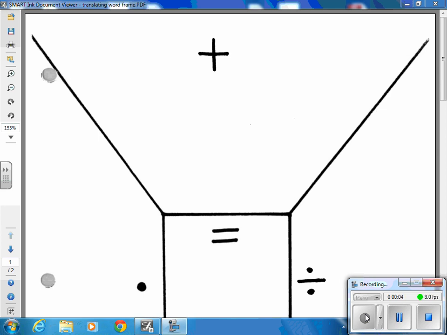Right, these notes are going to talk to you about some words that you can use to translate into mathematical symbols. Just like in a foreign language, when you translate from one language to another, math is its own language, and we can translate from words into numbers and symbols and the reverse. All right, so the word frame that you're looking at is going to give you some words in each section that mean to put a plus sign, a subtraction sign, a multiplication, divide, and an equal sign.